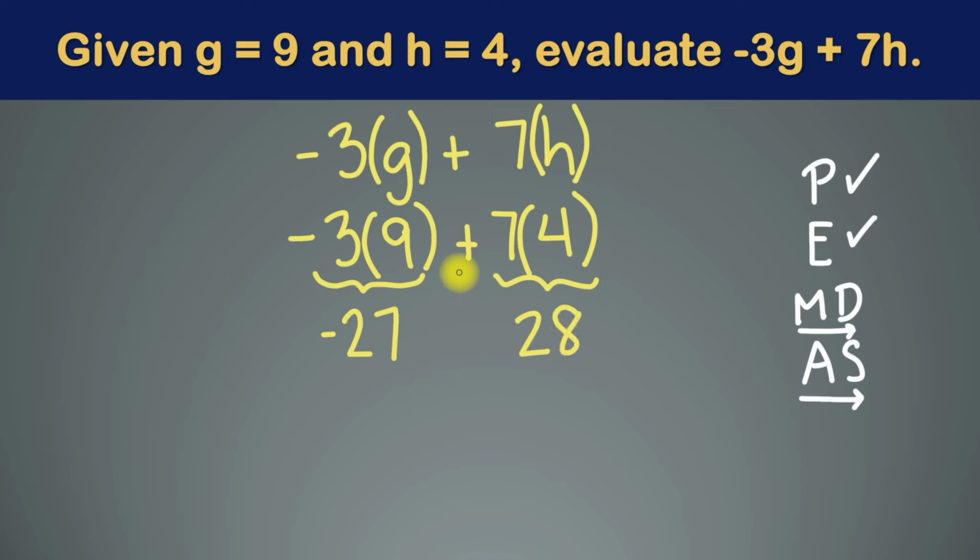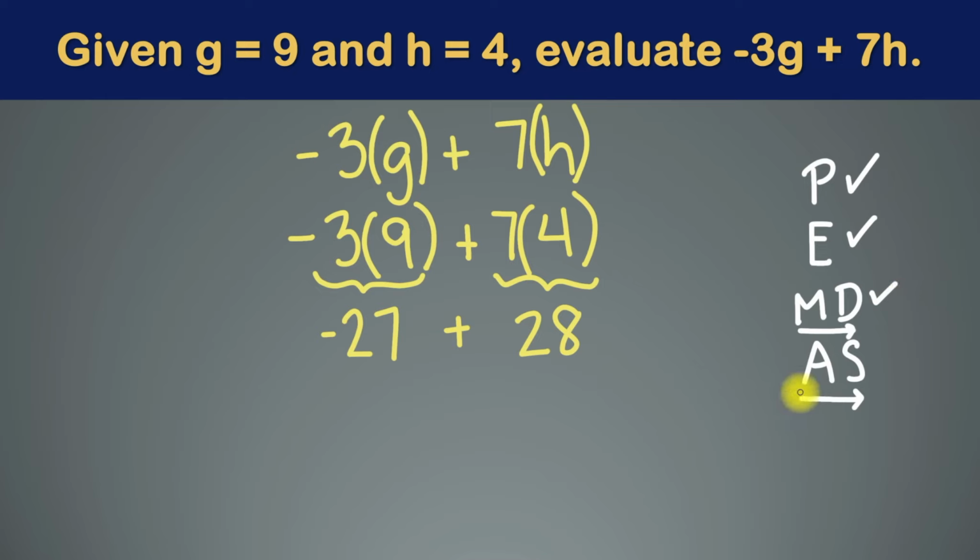Next, we'll bring down any signs or any values we haven't used. We've already used negative 3 and 9 to get negative 27, but we haven't used this plus sign. And we've already used this 7 and this 4 to give us 28. So we're done with that. And is there any more multiplication or division to do? Nope. So bye-bye step 3.